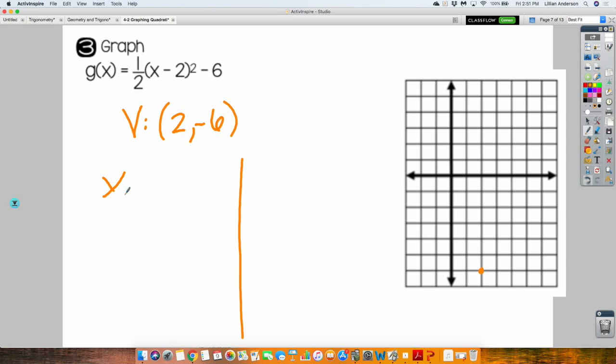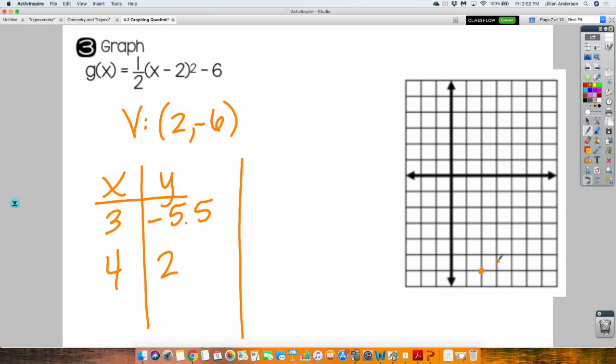Since we know the vertex is at 2, then we probably want to pick a few points either to the left of that vertex or to the right. And so 2 points that we can pick that are to the right of that vertex would be 3 and 4. Okay, so when you plug in 3, 3 minus 2 is 1. 1 squared is 1. Take half and then subtract 6, and that's going to be -5.5. We're going to do the same thing for 4. When we plug in 4, 4 minus 2 is 2. Squared is 4. Half of 4 is 2. And then minus 6 should be a negative 4. Let me make that correction real quick.